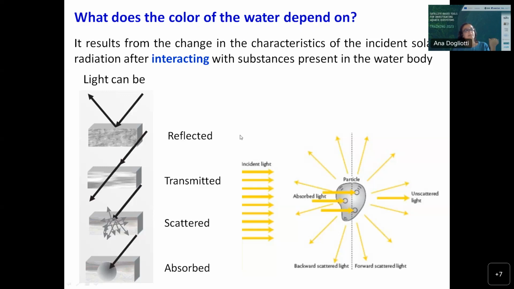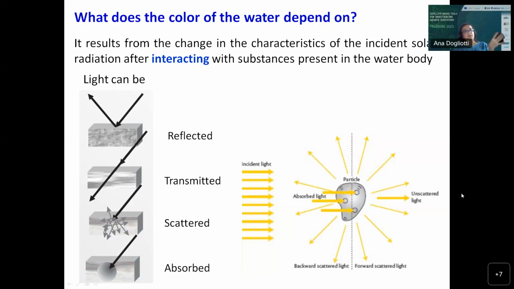Let's look at what can happen to light when it enters a body and interacts with material. Light can be reflected, so it doesn't really interact with the body, just specular reflection. It can be transmitted, passing from one medium to another. It can be scattered, which means a change in the direction of the light, and it can also be absorbed, so it is transformed.